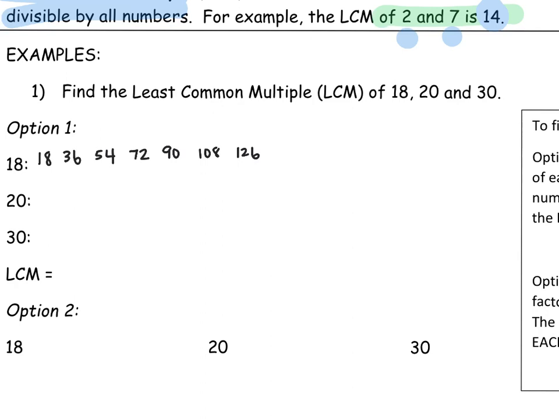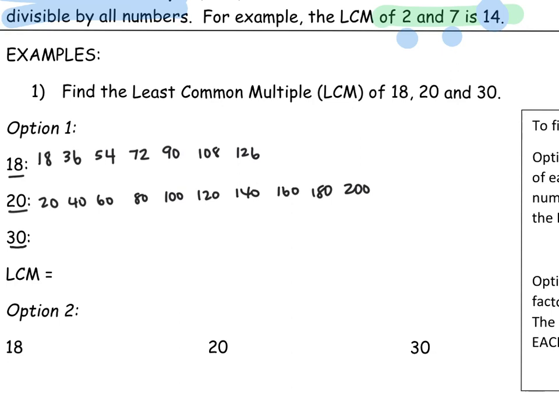And then I'm going to do the same thing. I'm going to skip count by 20s and by 30s. So this will be 20, 40, 60, 80, 100, 120, 140, 160. You can see that I'm going to need to keep going on my 18s. I didn't really know where to stop, so I just stopped at 126. But I'm past 126 with my 20s and I haven't got to a common number yet. So I'm just going to do this one a little bit longer and then we'll come back. We'll stop at 200 and we'll go back to our 18s and we'll see.